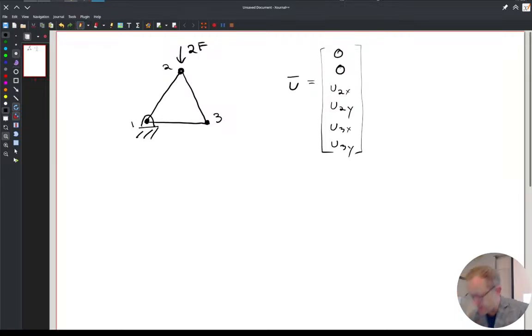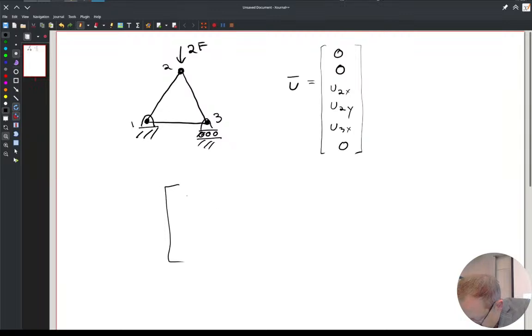So a 0 and a 0. And now at this point, if I apply that force down, there's got to be some force on node 3 pushing up. So I'm going to say, all right, node 3, you can move left and right, but you can't move up and down. So U3y turns into a 0. Now in this case with just that triangle, I'm only solving for 3 displacements: U2x and U2y, so how much it moves down and to the right, and then U3x, how much it's going to move over to the right.